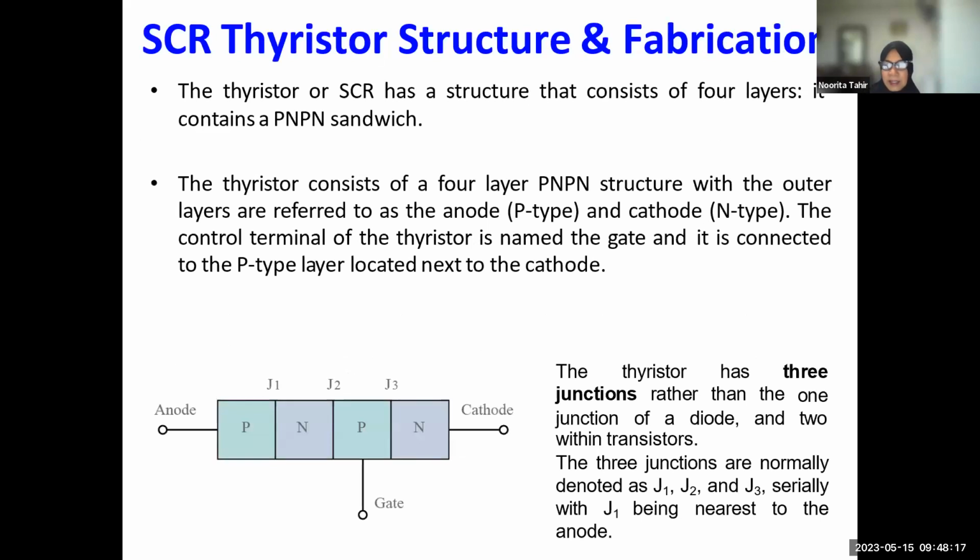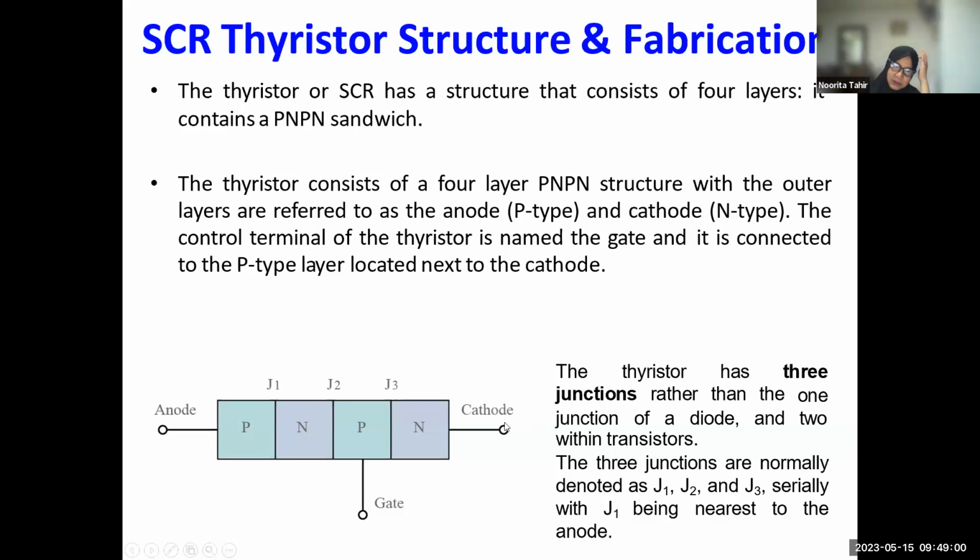Okay, we have seen the symbol, and the next one we are going to see is the structure and fabrication of our thyristor, which comprises 4 layers, which is PNPN. Remember, this is the junction between the P and the N. Junction 1 is the one nearest to the anode. So again, the thyristor consists of a 4-layer PNPN structure, with the outer layers, the extremes, referred to as the anode, which is the P, and the extreme here is the cathode.